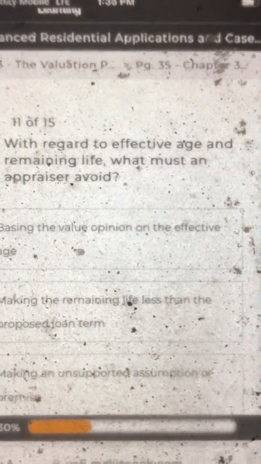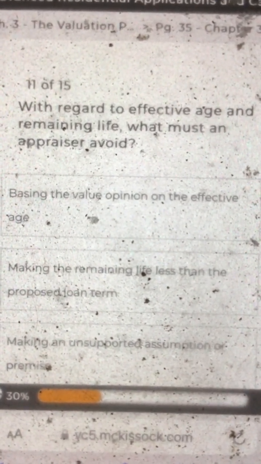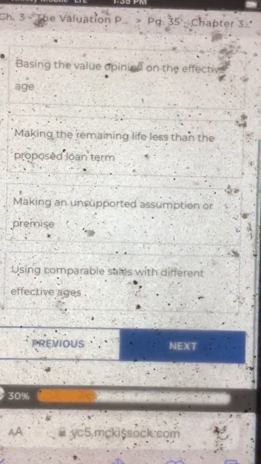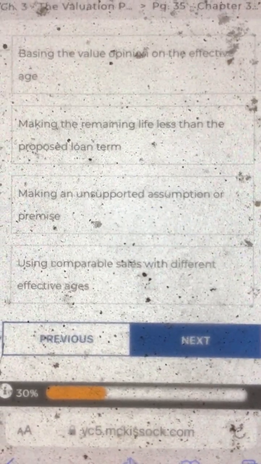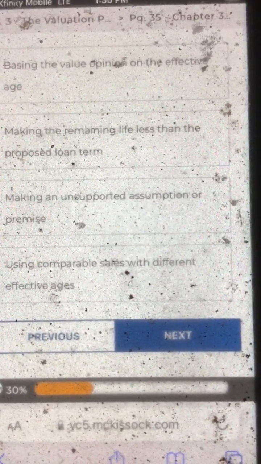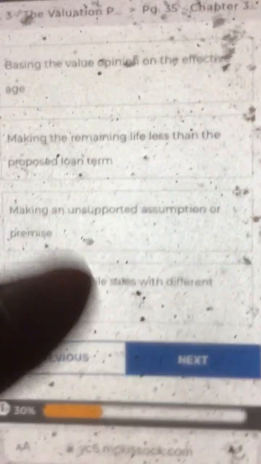Number 11. With regard to effective age and remaining life, what must an appraiser avoid? A, basing the value opinion on the effective age. B, making the remaining life less than the proposed loan term. C, making an unsupported assumption or premise. Or D, using comparable sales with different effective ages. I'm going to go C, making an unsupported assumption or premise.